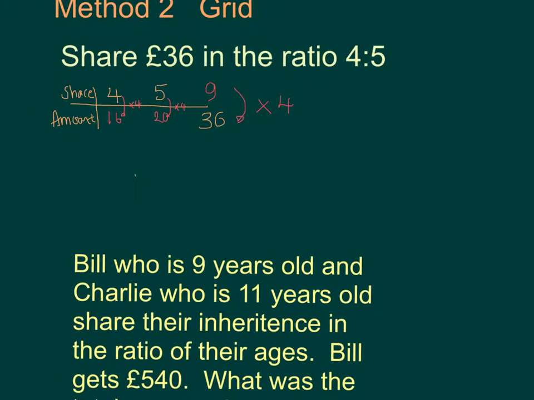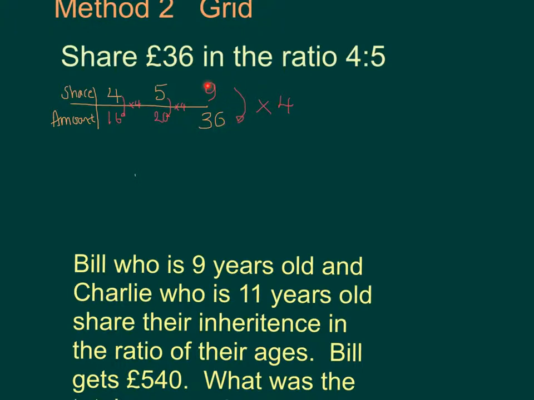Okay, here it is. It is share £36 in the ratio 4:5. Well, this time I'll write down the shares. I've got a share of 4 and a share of 5. I've also got a total amount of £36 to share between them. That means my total number of shares is 9. 4 plus 5 is 9. And I've got to account for £36. So that 36 needs to be shared by the 9 to work out how much each share is worth.